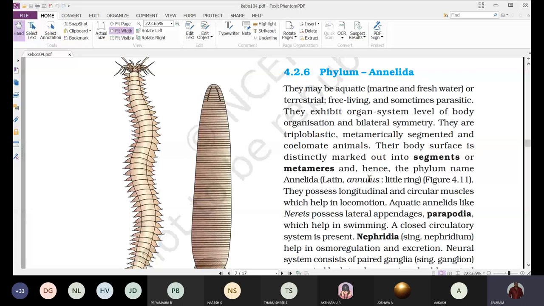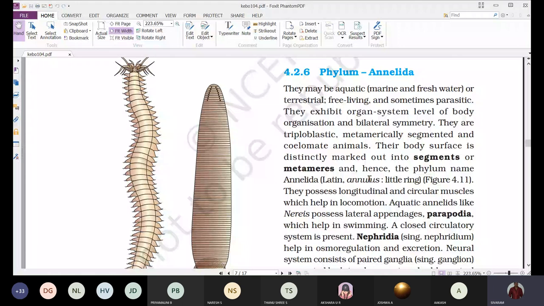And next, these organisms show organ system level of body organization. They exhibit an organ system level of body organization and bilateral symmetry. That means we'll find different types of system, digestive system, excretory system, okay, nervous system, okay, circulatory system. Like this, different types of systems which are organized by different organs. Okay, different organs are organized to form different systems. Okay. And they are showing bilateral symmetry.